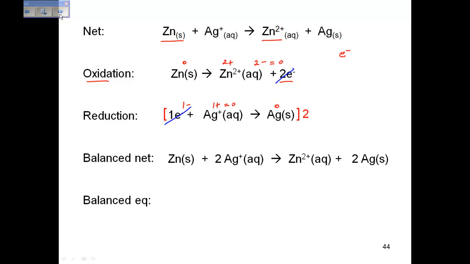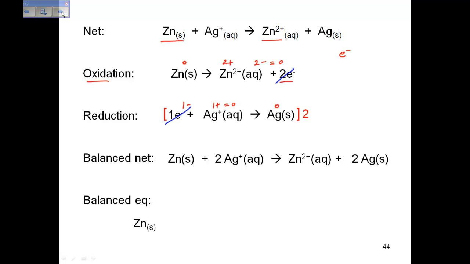The last thing that we need to do is to put back on the spectators. So we need to look at each individual component and see, when we add the spectators, if we need to change coefficients or not. Let's look at zinc first. There are no spectators, so that will go down just like it is in my balanced equation.